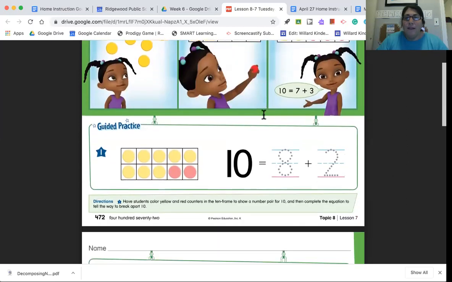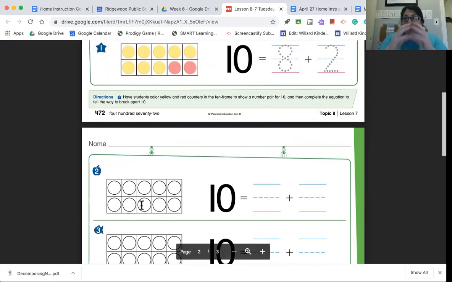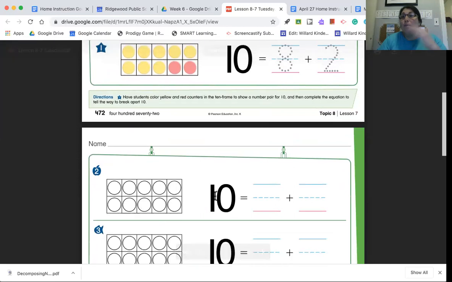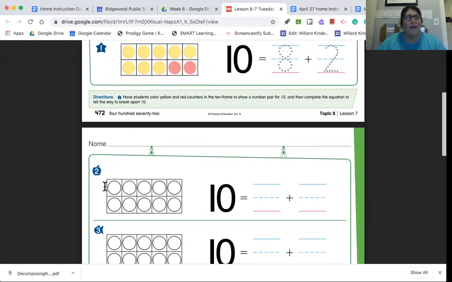When you fill this out, you want to make sure you're showing the different ways to break apart 10 using this 10 frame. So this is tomorrow's lesson, but I'm not going to do a video because it's very similar to what we're doing today. You can pick any 2 colors you want to color in these 10 frames on your work tomorrow, but just make sure those colors are grouped.